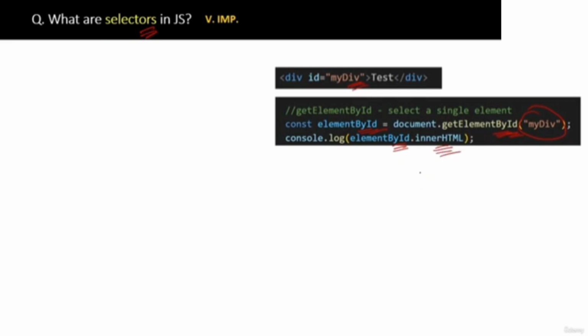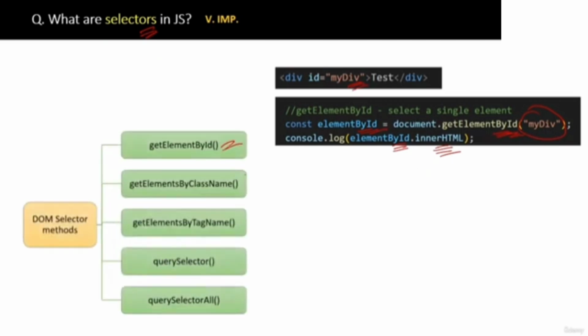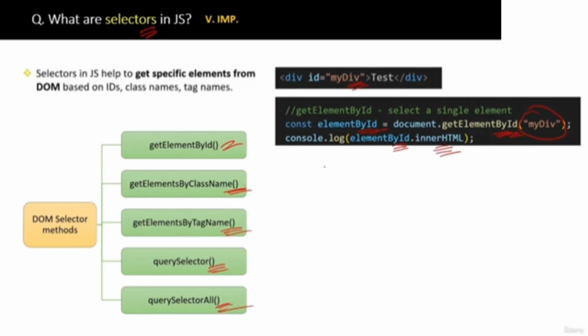And similar to getElementById, we have four more selectors in JavaScript. Those are getElementsByClassName, getElementsByTagName, querySelector, and querySelectorAll. They all are used to get elements from the DOM. Finally, the definition of the selector is: selectors in JavaScript help to get specific elements from the DOM based on the IDs, class name, and the tag name. That's the definition of selectors.